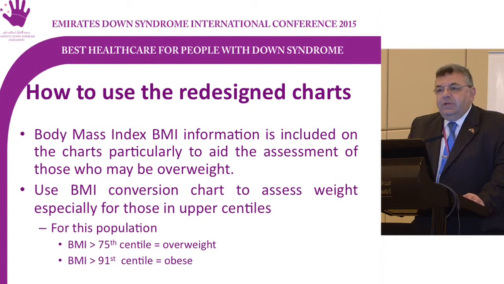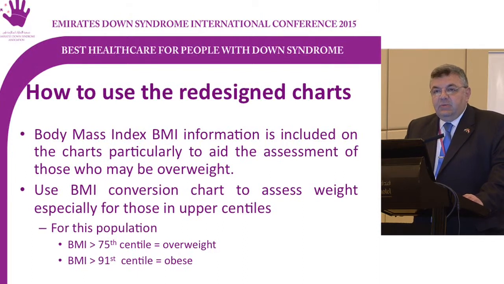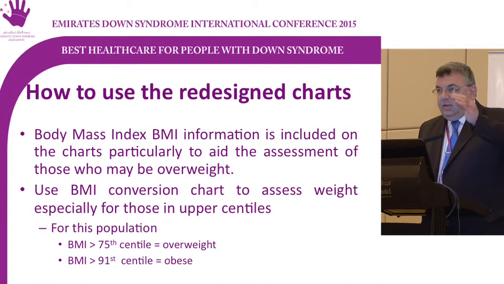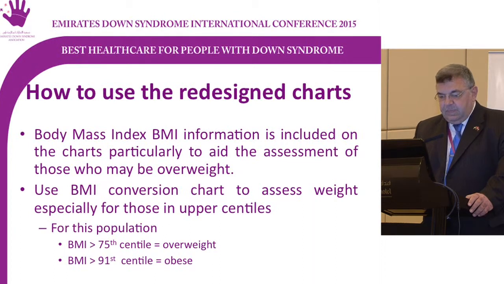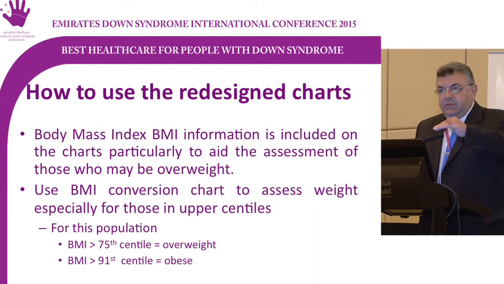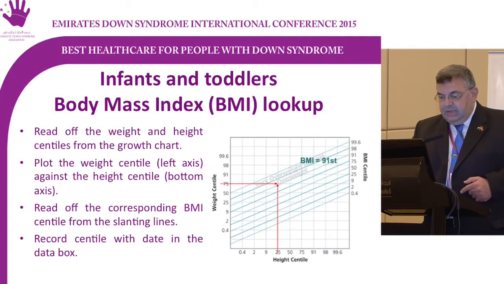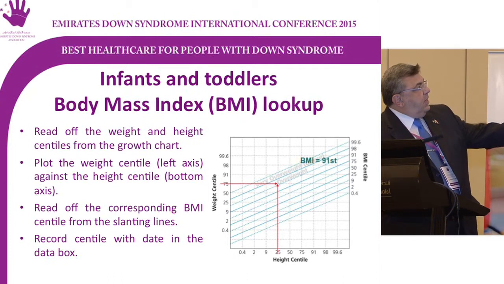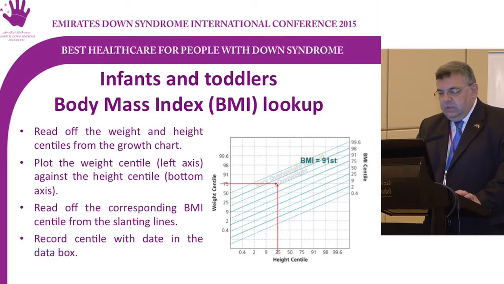Hence came the importance of using the body mass index, and the body mass index will help in evaluating or diagnosing the baby with Down syndrome between the underweight, overweight, and obesity. So we are plotting the height versus the weight, and we can see here in the chart that this is the weight, this is the height, and here I'm having overweight. This is obese, and here is the underweight. So also this is added in the new chart.